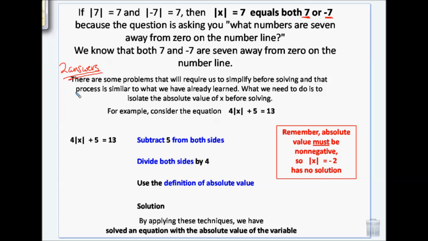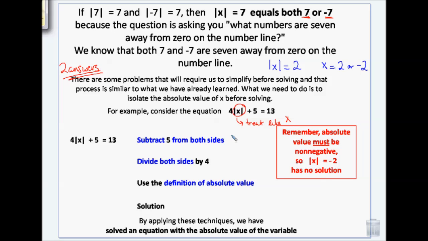Okay? So if I ask you the absolute value of x is 2, that means x is 2 or negative 2. Because both of these would make this true. Now what you want to do when you have absolute value equations, you want to treat this absolute value of x just like a regular x when you're trying to do the solving.